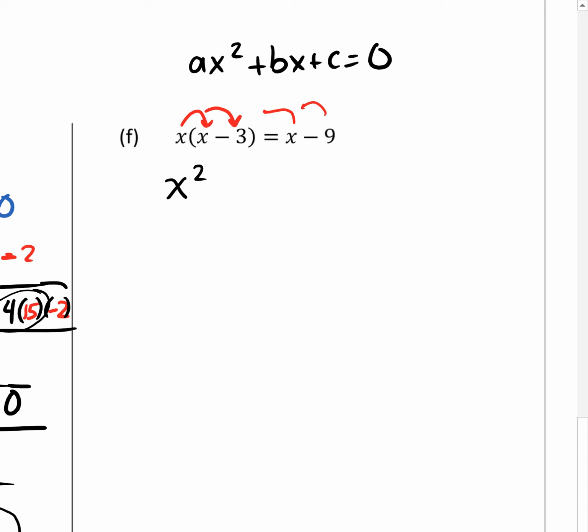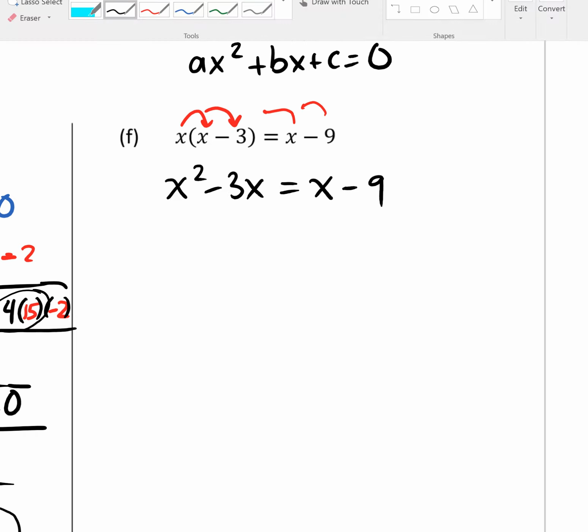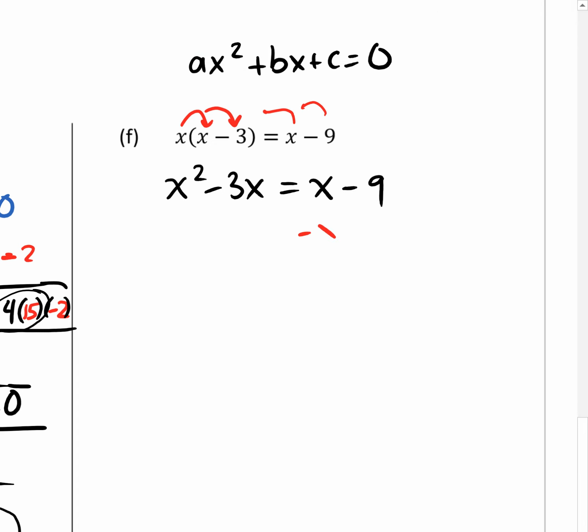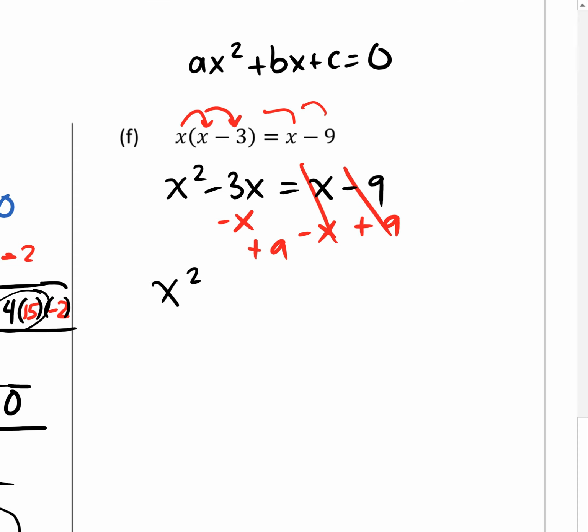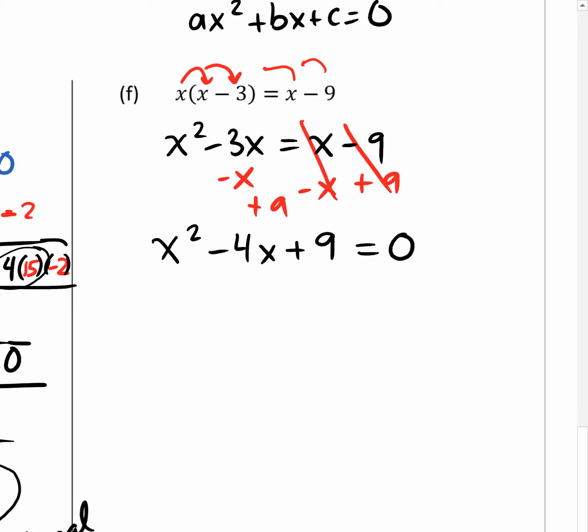That'll make it x squared minus 3x. And now I'm going to move everything from the right to the left. I've got minus x to combine with the 3x, and add the 9 over there. Alright, now I think it's looking good. It's x squared minus 4x plus 9. There we go. And that equals 0. Alright, good.